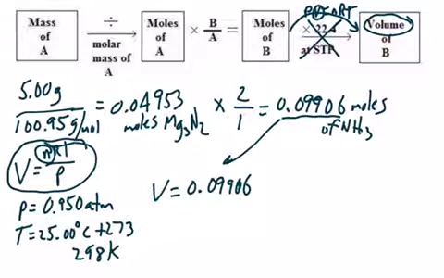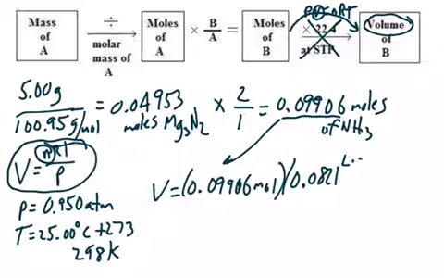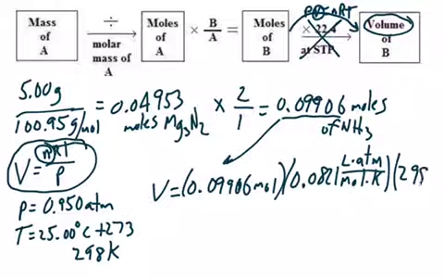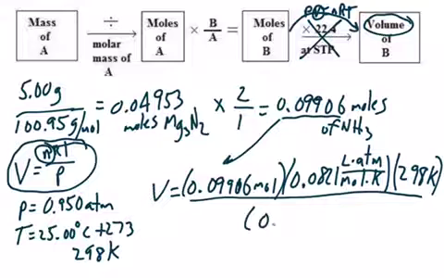0.09906. And that's moles. You're going to multiply that by R, which is 0.0821 liter atmospheres over mole times Kelvin. And then we have the temperature at 298 Kelvin. And then we're going to divide all of that by the pressure, which was already in ATMs.